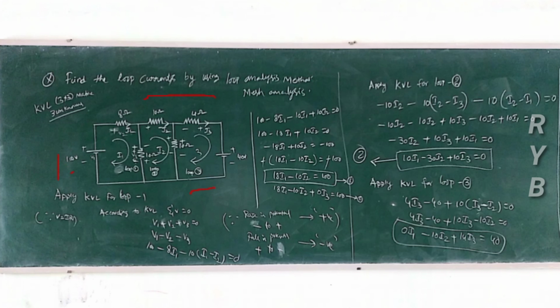Summation V equal to 0, or V1 plus V2 plus V3 equal to 0. According to the direction of current, there is a rise in potential of 100 volts, so 100 will be considered as positive. But what is V? V equals IR according to Ohm's law. Now V2 can be written as I into R, that is I1 into 8, but it is a fall in potential across the 8 ohm. Current is entering at positive and leaving at negative, so all resistances will be considered as negative.